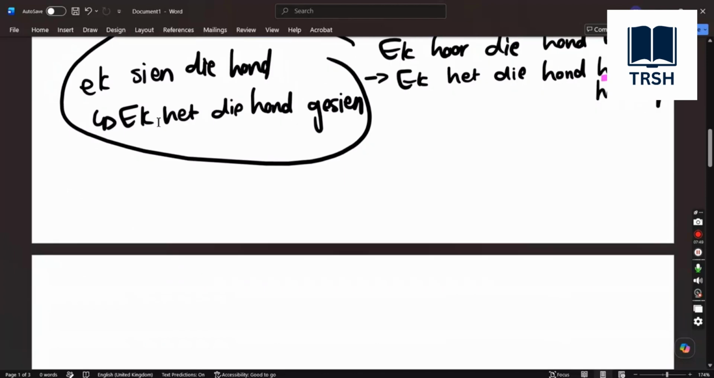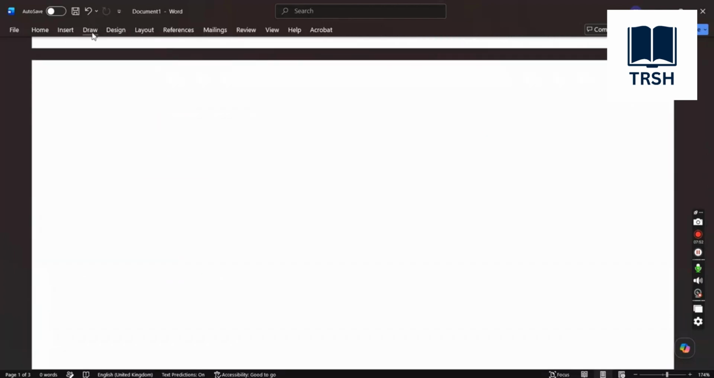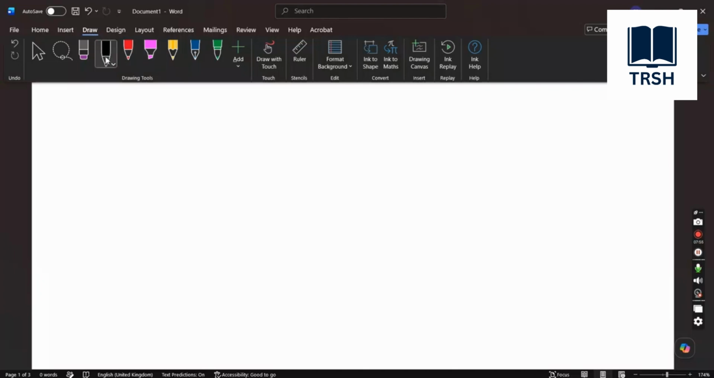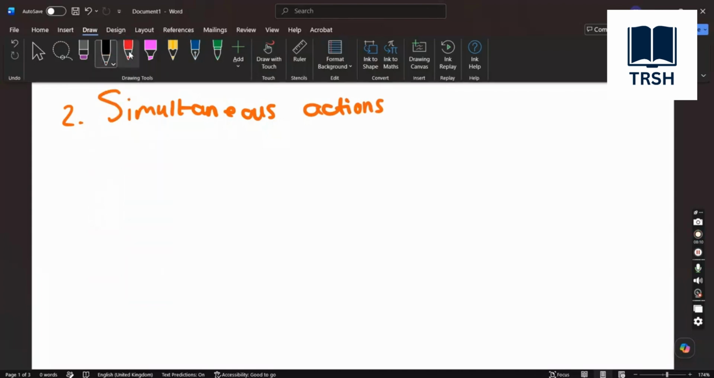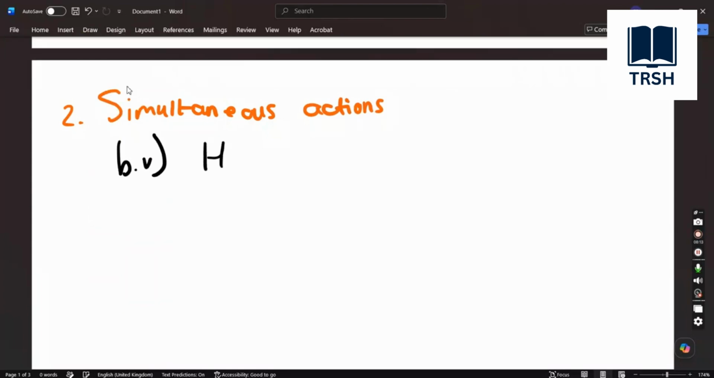Then if we have number 2, simultaneous actions, so we have more than one action happening. So 2 things happening at the same time. How do we go about it? So let's say, byvoorbeeld, we have "hy staan en praat". So it's 2 things happening at the same time. You're standing, and while you're standing, you're speaking. So it's happening at the same time.